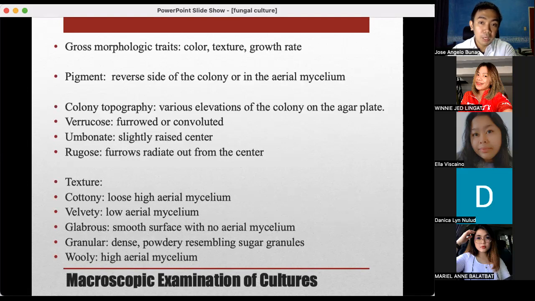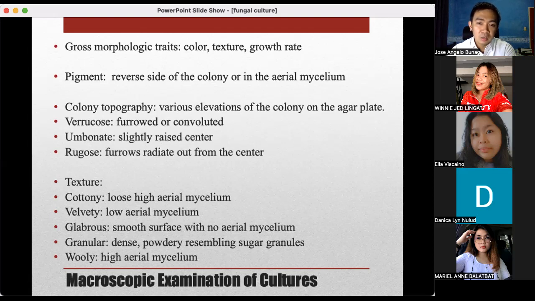For macroscopic examination, you just need to observe yung colonies, kung flat ba siya, kung folded ba siya, kung rugose. Pag sinabing rugose, parang may radial grooves or furrows that radiate from the center like the spokes of a bicycle wheel. May mga cerebriform tayo, mga brain-like, and mga verrucous, mga wart-like with rough knobs, wrinkled or convoluted.